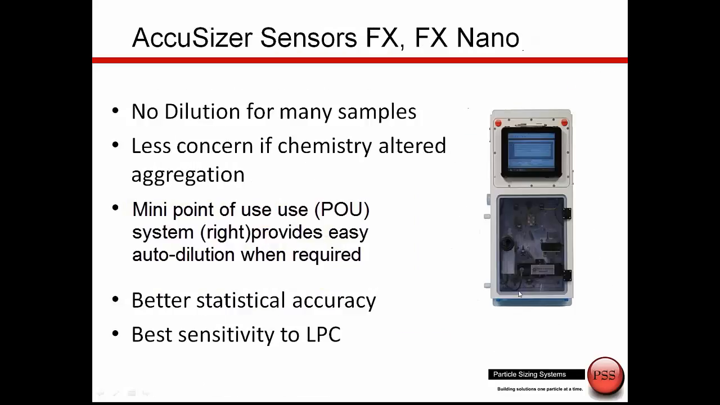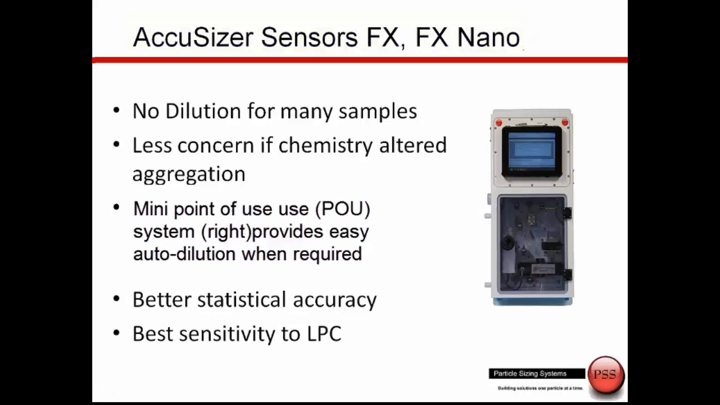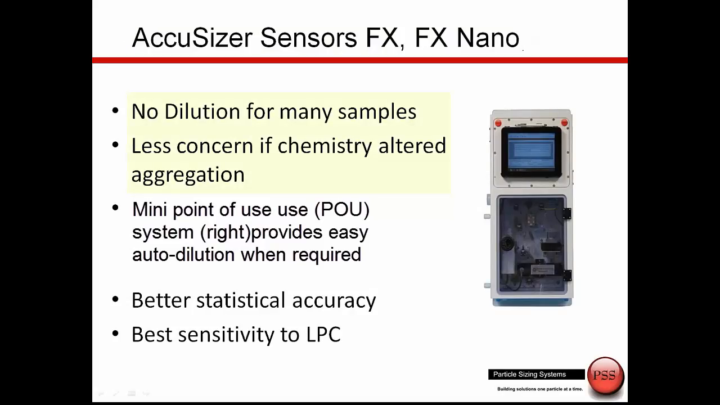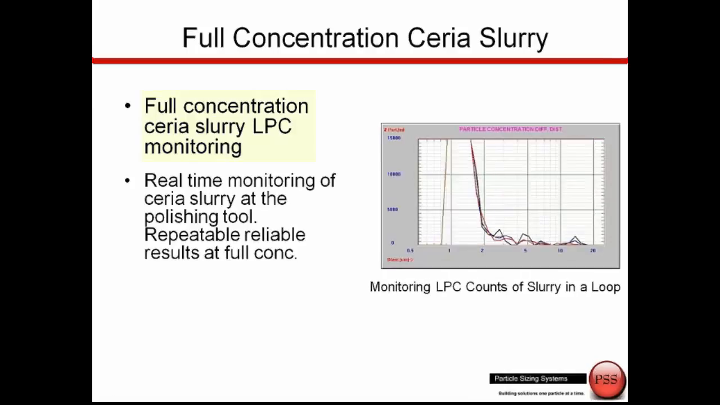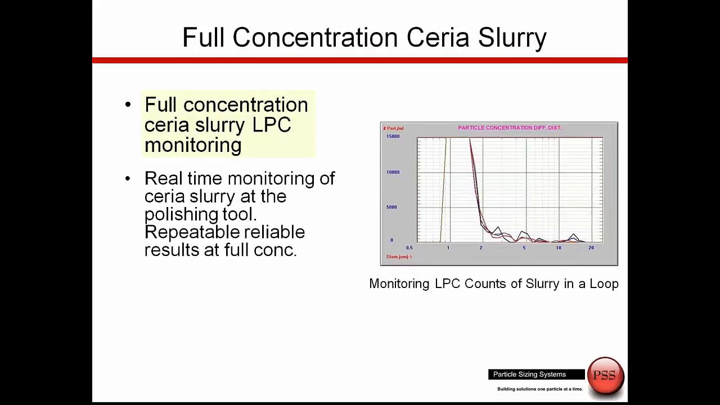So depending on the sensor we put into the fluidics, we have multiple fluidics. This is one of the point-of-use systems. We can put different sensors in here, and they'll work at different size ranges and different concentration ranges. If we want to work with no dilutions, we might use the FX or the FX Nano sensor. This will help us with statistical accuracy, and these still have this excellent sensitivity to the large particle count, and we'll look soon at some data comparing optical particle sizing to other techniques. This is data, for instance, from a Ceria slurry that was measured at full concentration. And that's what people like to do. And when we measure a new sample, what we often do, for instance, is a concentration study.